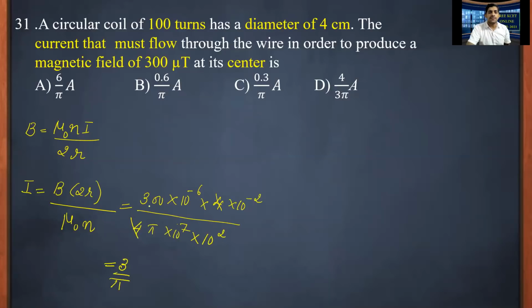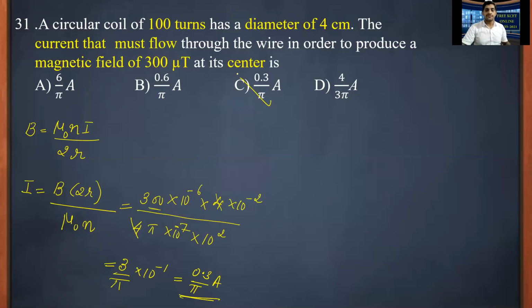Then this 300, 10 to the power 2, I can cancel with this 3, 10 to the power minus 2. So 10 to the power minus 7 and minus 2 becomes minus 5. Minus 5 comes to the numerator, it becomes plus 5. So it becomes 10 to the power minus 1. So altogether it becomes 0.3 by 5 amperes. So current is 0.3 by 5 amperes.